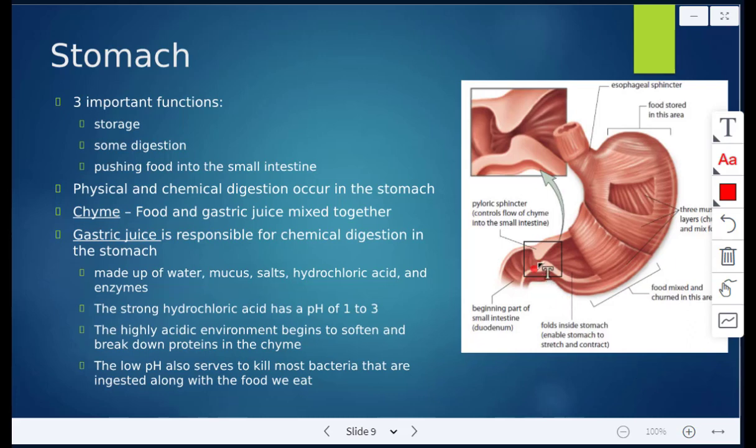And then at the end here in this region, there is another sphincter muscle. It's called the pyloric sphincter, and it's going to control the chyme to now enter the small intestine. And then here is the beginning of the small intestine called the duodenum.